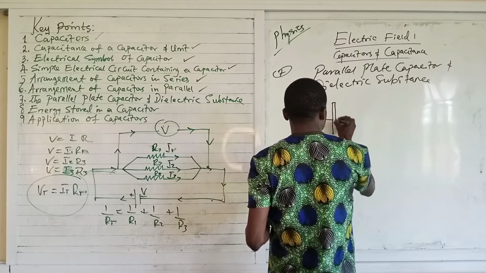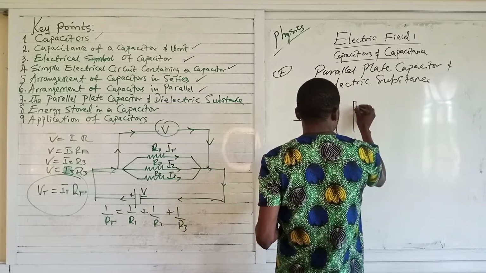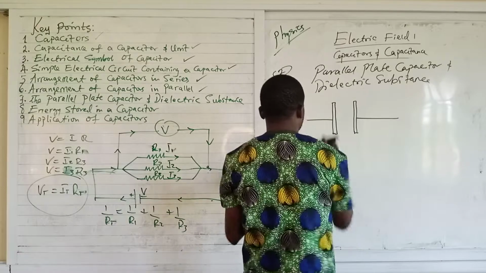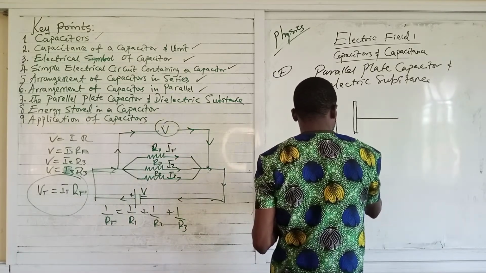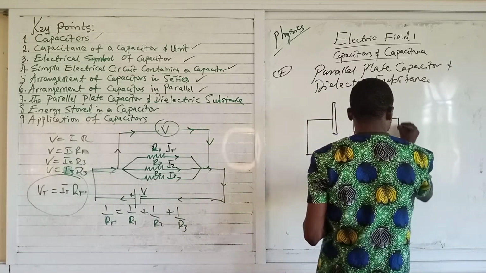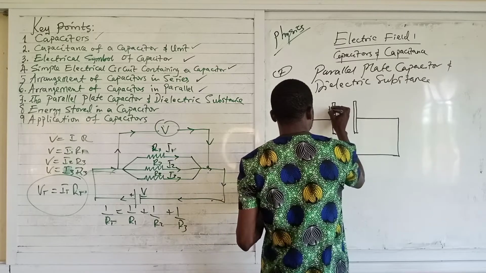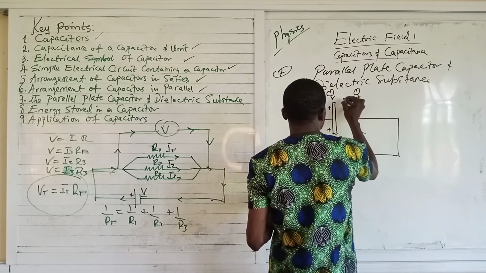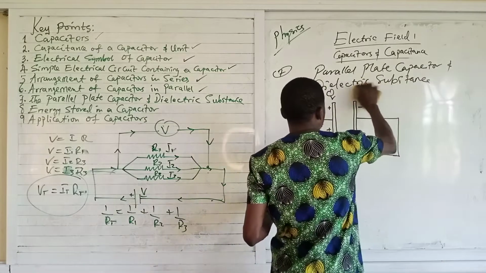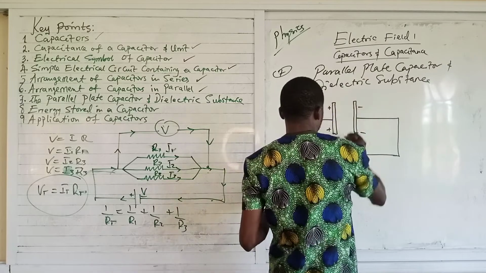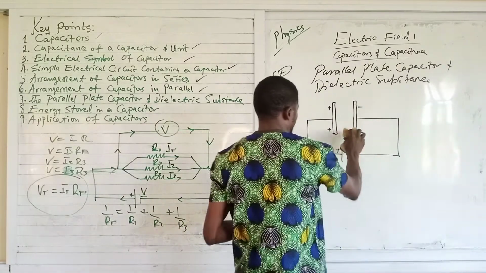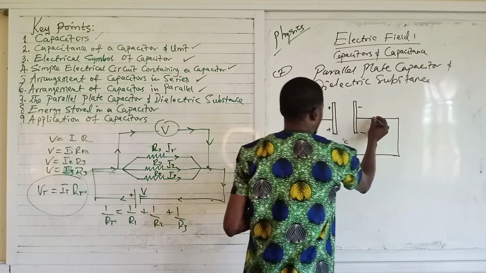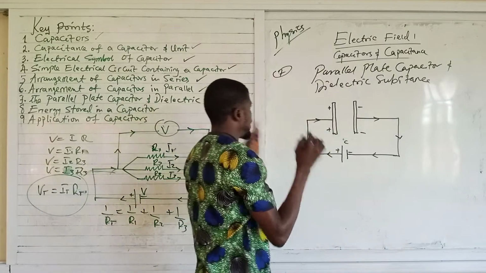This is a plate, and this is another plate, connected to a cell of EMF. You have plus, plus, negative, negative. This is the quantity of electric charges here and also here. So this is your C, your capacitor. The current will flow in this direction, back and back in here. So this is a picture of a parallel plate capacitor.